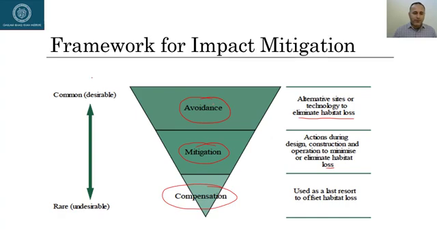Now, moving from down to up, this is a more desirable area. Anything which can be avoided is of course more desirable. But things which cannot be avoided, then you provide compensation for them, and it's a less desirable situation.